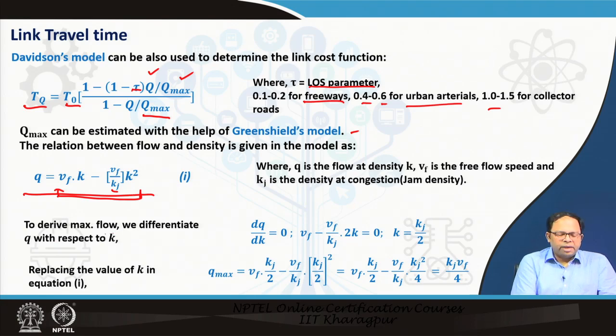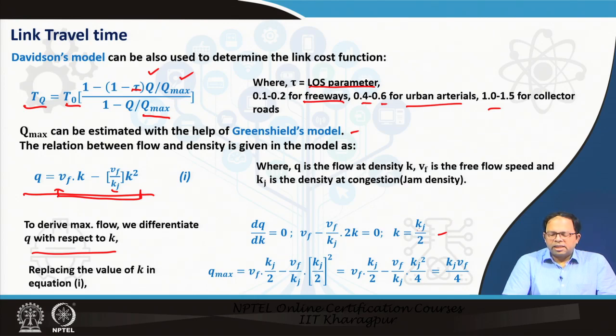So to derive max flow, we differentiate Q with respect to k, and then we equate it to 0. That means when we say dq by dk is equal to 0. So what it means is when we take dq by dk, this equation becomes Vf minus Vf by Kj into 2k equal to 0, and which actually comes to k equal to Kj by 2.